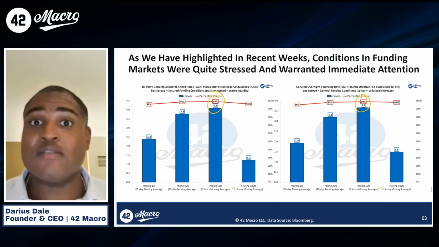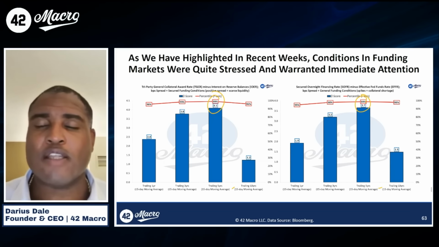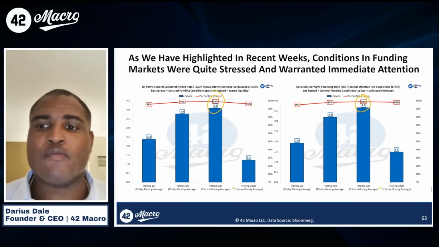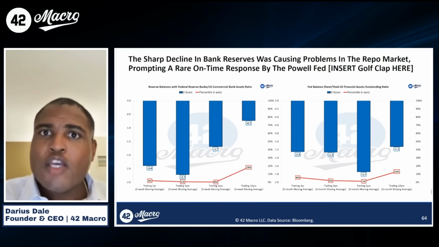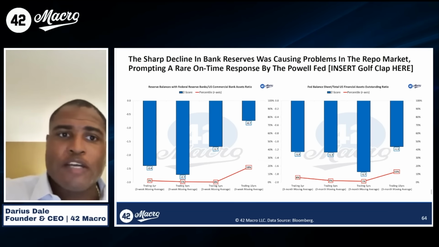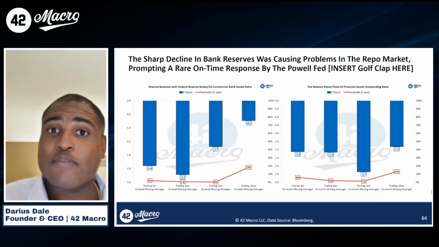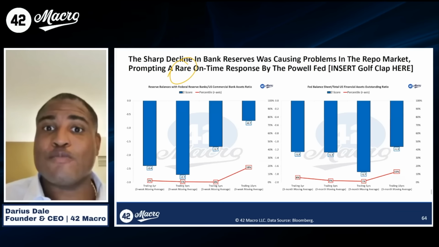So this is a very stressed out conditions in the repo market that we highlighted a few weeks ago. And so we're giving a golf clap to the Fed here for recognizing that. We had a sharp decline in bank reserves, and it was causing problems in the repo market, and it prompted a rare on-time response by the Fed.